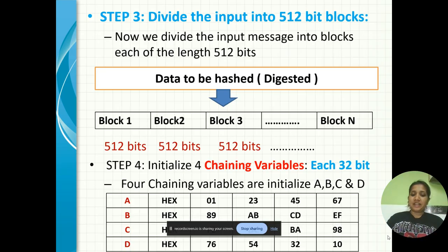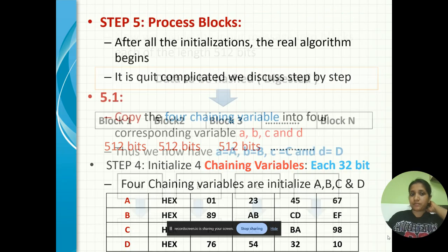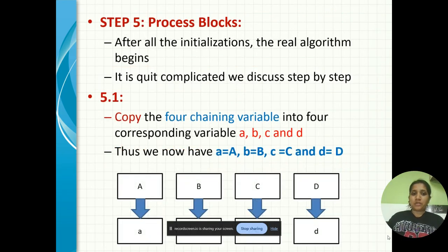Step 4, initialize chaining variables. Four 32-bit chaining variables are initialized, that is A, B, C, and D. Step 5, process blocks. After all the initializations, the real algorithm begins. It is quite complicated. We will discuss it step by step. Copy the 4 chaining variables into 4 corresponding variables, that is A, B, C, and D. Thus now we have a equals capital A, b equals capital B, c equals capital C, and d equals capital D.